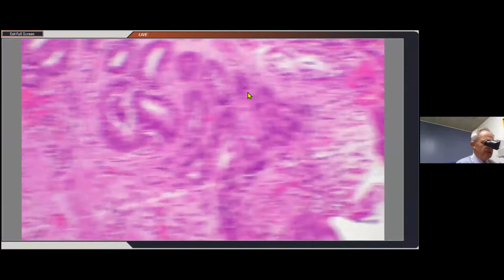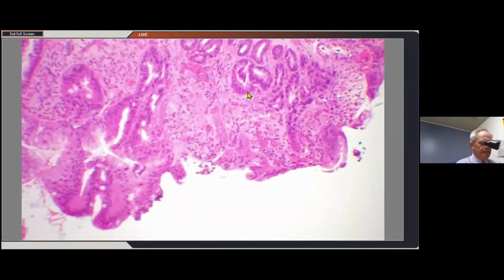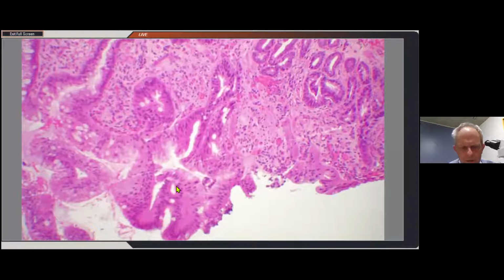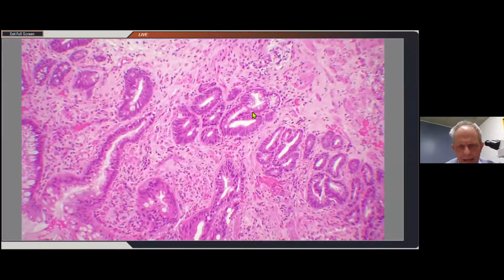Now, the other changes that happen, first of all, if we go under lower power, you can see that we've got the surface, and I'll be spending a little bit of time here, and you can see that we've got this intestinal metaplasia on the surface of the epithelium, and then underneath, these glands appear disorganized. You can see this budding of the glands. They're irregular in outline, irregular in shape, and also irregular in size. And those features are quite typical of Barrett's.